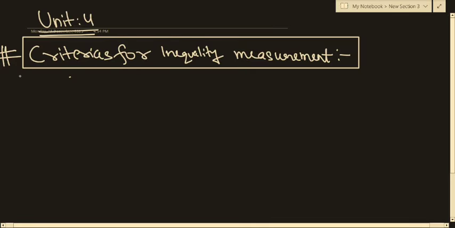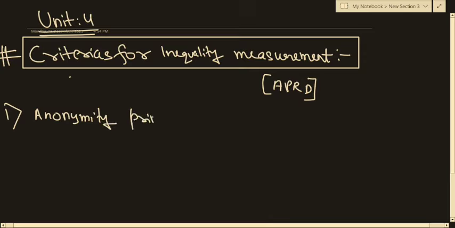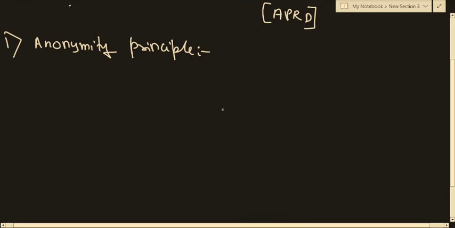The very first topic is the criteria for inequality measurement. Basically we have four criteria, and my mnemonic for that is A, P, R, D. You can make anything like that. The first one is the anonymity principle. This principle just says that it does not matter who is earning the income.